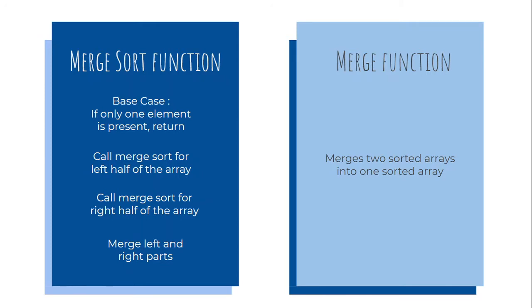And the merge function, all it's going to do is it is going to take two sorted arrays and merge them into one single sorted array. That is all merge function is gonna do. So let's just move on and see how it actually works.